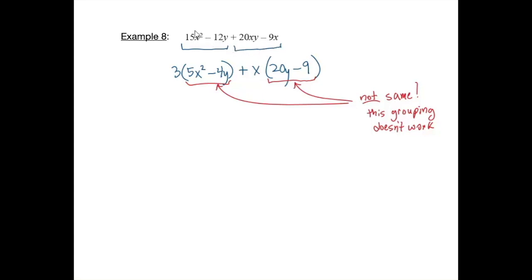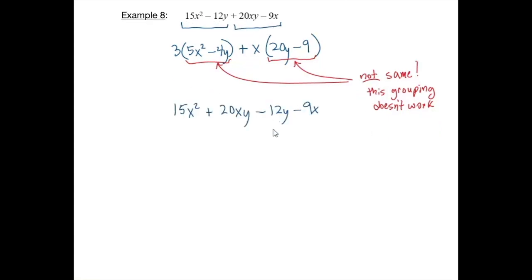But you could also try grouping the 15x squared with the negative 9x and the negative 12y with the 20xy. Let's go ahead and just change the order on the 2 middle terms. That way we'll group the 15x squared and the 20xy and the negative 12y and the negative 9x. Remember that each term has to have the same positive or negative that it had in the original expression. So I'm treating this as a negative 12y and this as a positive 20xy, and we're just changing the order. So here we have our grouping of 2 pairs.